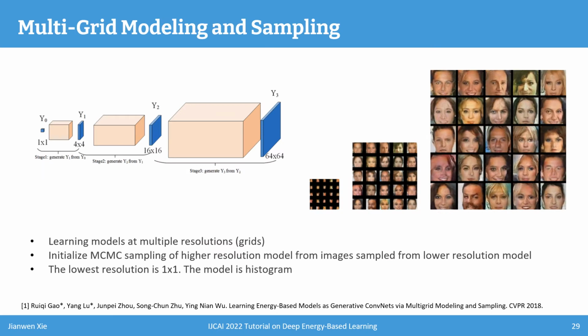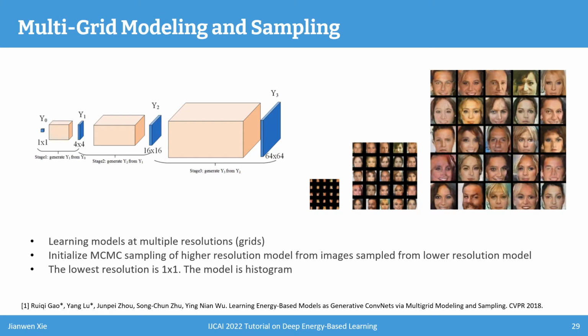The deep energy-based models can be scaled up in a multi-grid modeling and sampling strategy. Between each learning iteration, for each observed training image, we generate synthesized images at multiple grids by initializing the finite-step MCMC sampling from a minimal 1x1 version of the training image. The synthesized image at each subsequent grid is obtained by a finite-step MCMC initialized from the synthesized image generated at the previous coarser grid.